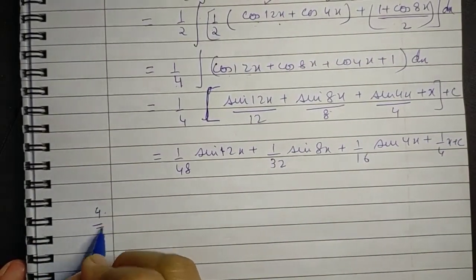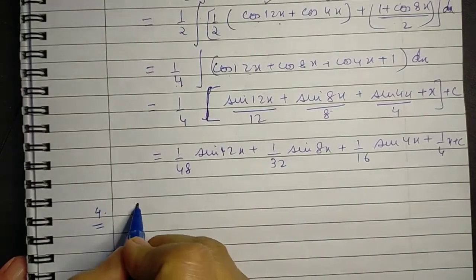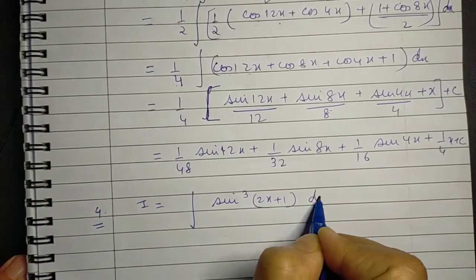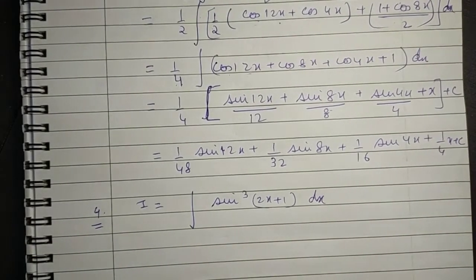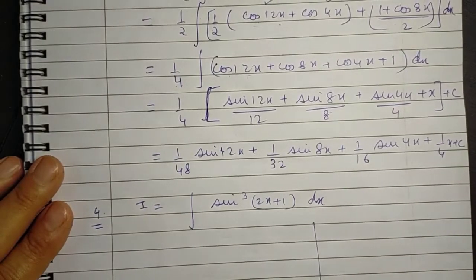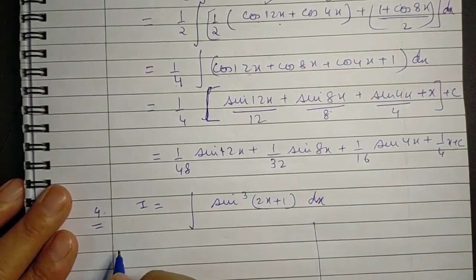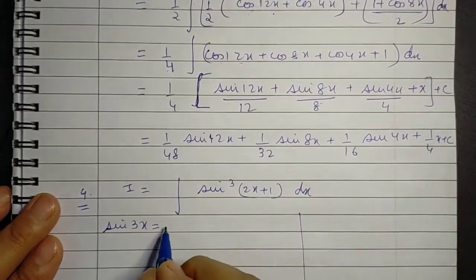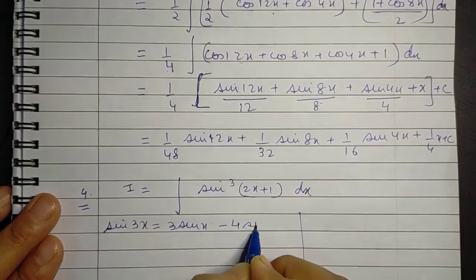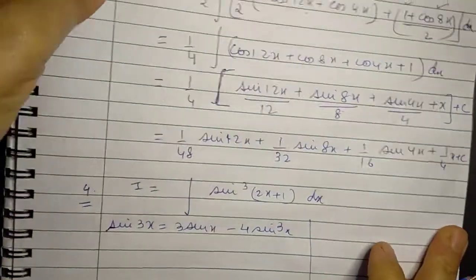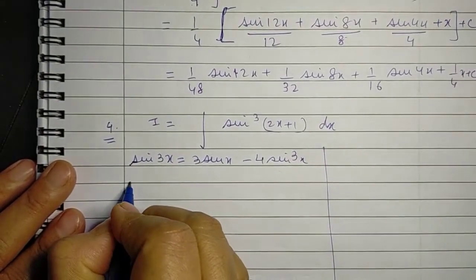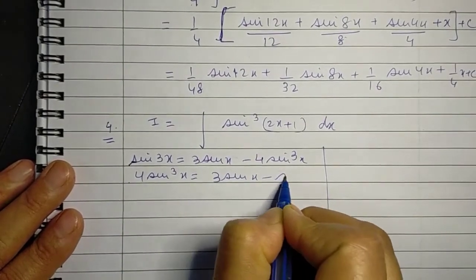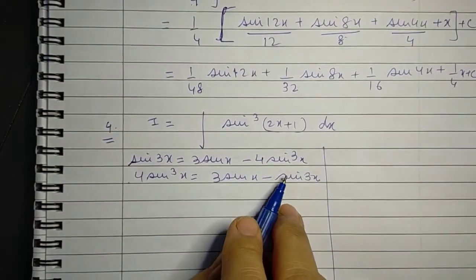Now let's come to question number 4. Question number 4 says integral of sine cube of 2x plus 1 dx. It's a cube function. There are two ways of doing this. The first way is using the trigonometric identity. We know that sine 3x is equal to 3 sine x minus 4 sine cube x. And so from here I can write 4 sine cube x is equal to 3 sine x minus sine 3x. Now you have to be careful.